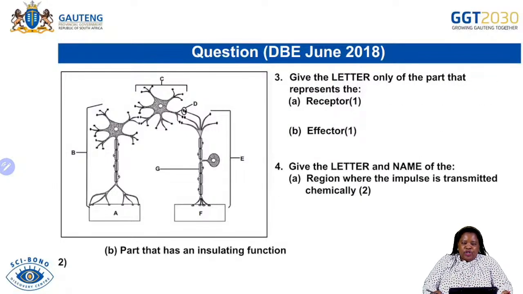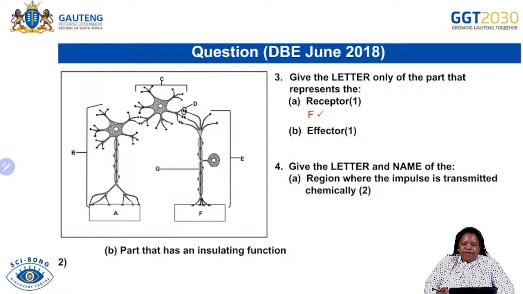All right, 2018 June paper. This is a diagram. Give a letter only of the part that represents receptor 1. All right, now with receptor 1, we've got what? F.